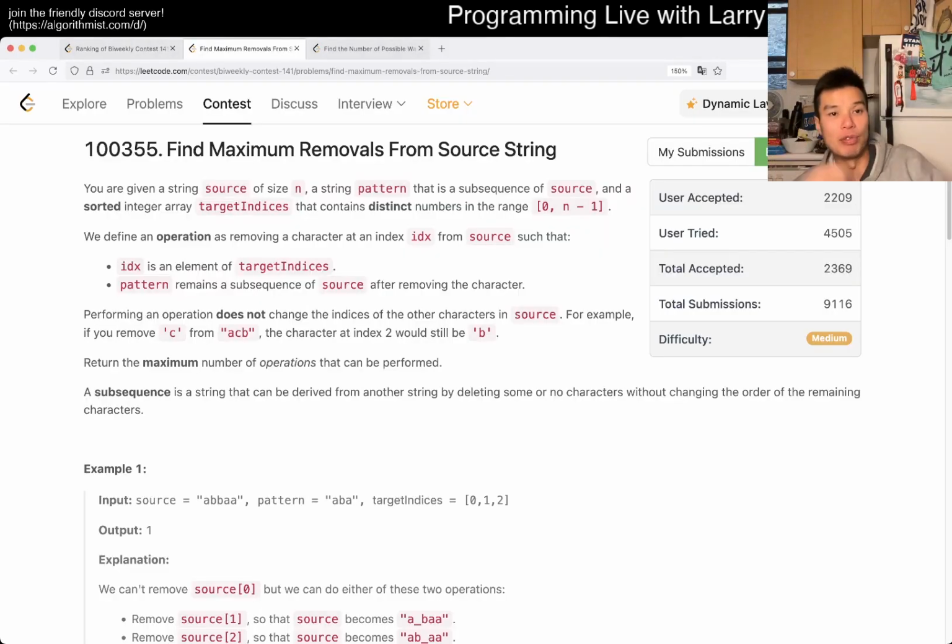This is me going with Q3 of the bi-weekly contest 141. Maximum removals from source string.